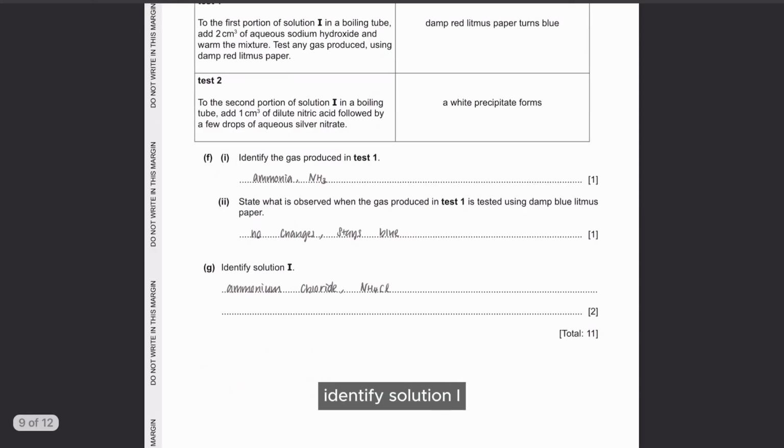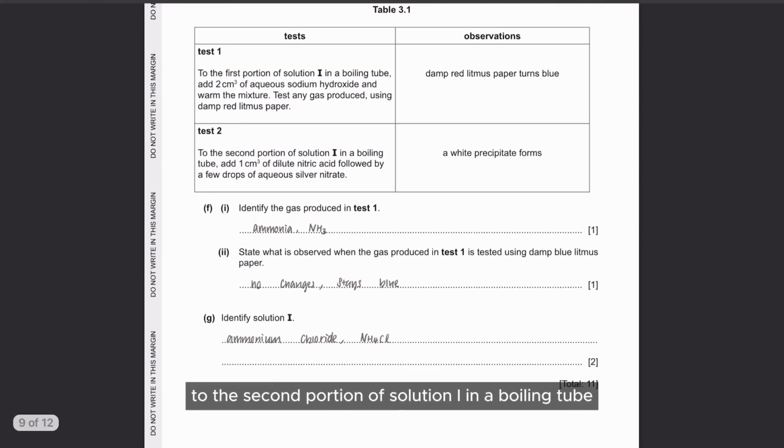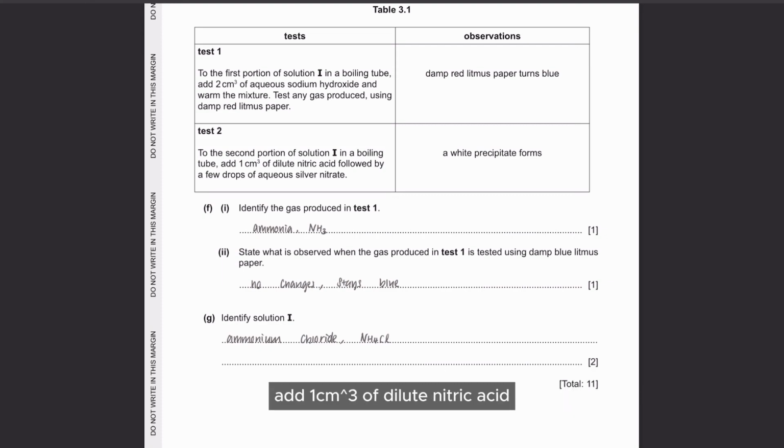Identify solution I. So we can identify solution I by looking at the results of test 2. To the second portion of solution I in a boiling tube, add 1 cm³ of dilute nitric acid followed by a few drops of aqueous silver nitrate. A white precipitate forms. So using these observations, we can conclude that solution I is ammonium chloride.